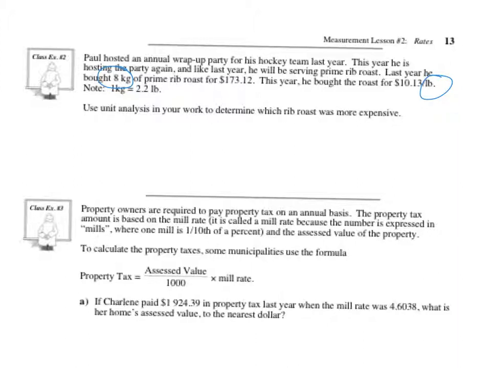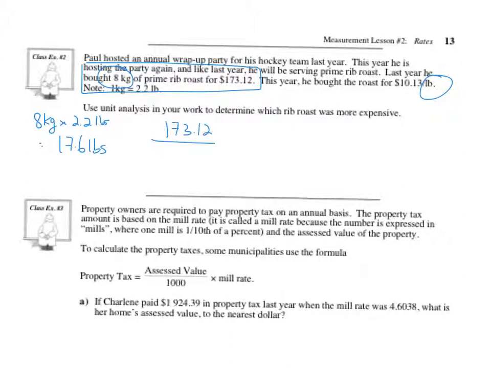So we need to do a little bit of calculation. So, unit analysis. Well, let's look at the first situation: 8 kilograms of prime rib roast for $173.12. I know that 8 kilograms times 2.2 pounds per kilogram gives me 17.6 pounds.